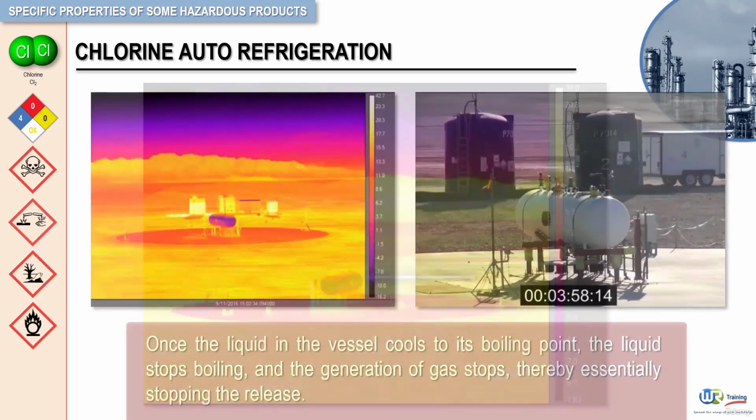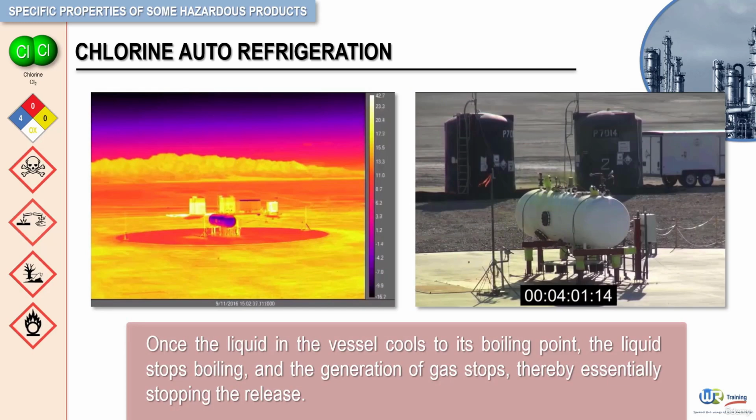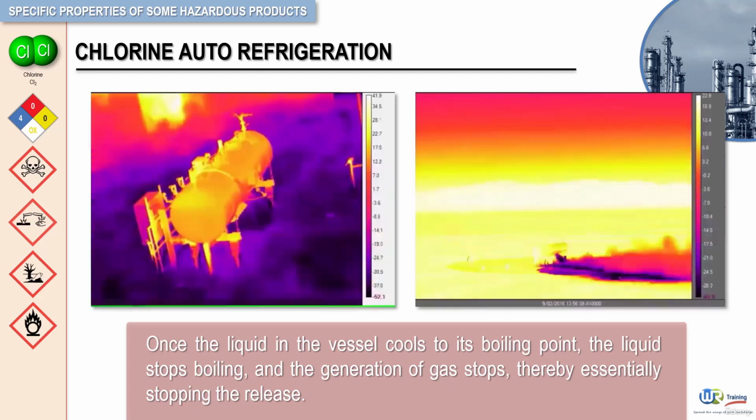Once the liquid in the vessel cools to its boiling point, the liquid stops boiling and the generation of gas stops, thereby essentially stopping the release. At this point, the only gas being generated is due to heat being absorbed by the vessel itself. As seen in this video, the release rate is now very small compared to the initial release.